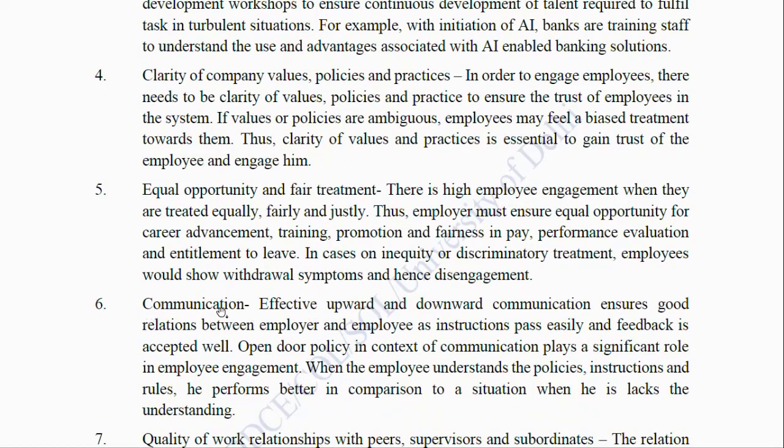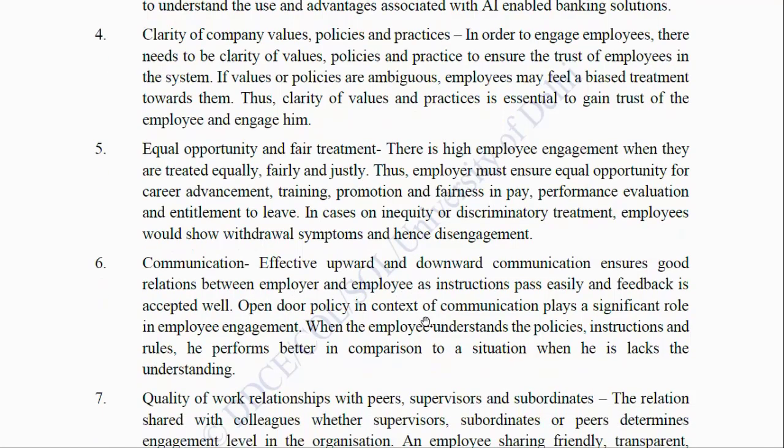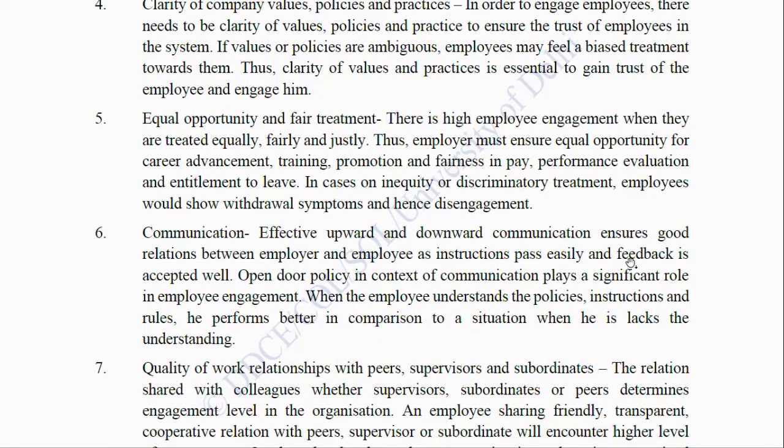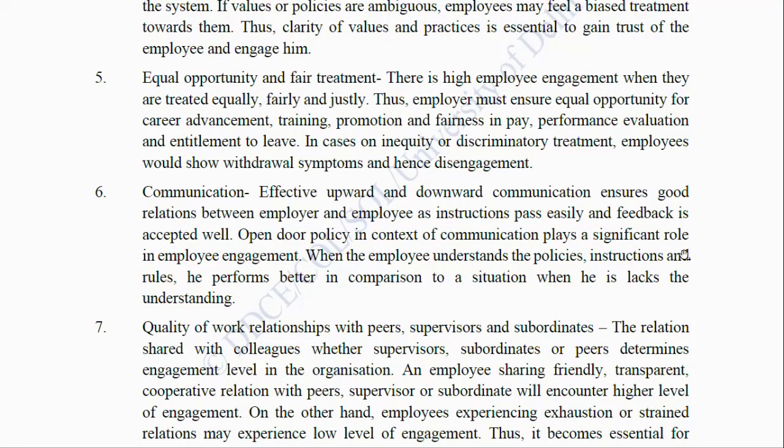Number 6, communication. Effective upward and downward communication ensures good relations between employer and employee as instructions pass easily and feedback is accepted well. An open door policy in the context of communication plays a significant role in employee engagement. When the employee understands the policy, instructions, and rules, he performs better in comparison to a situation when he lacks the understanding.